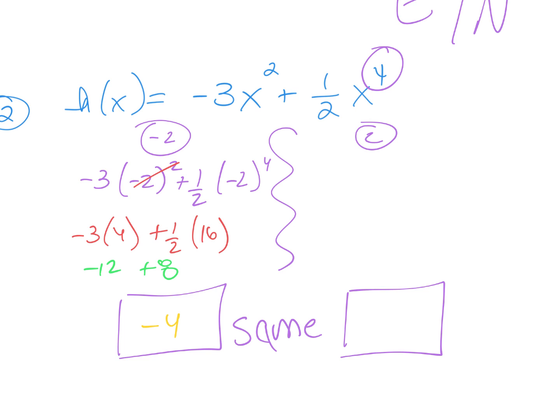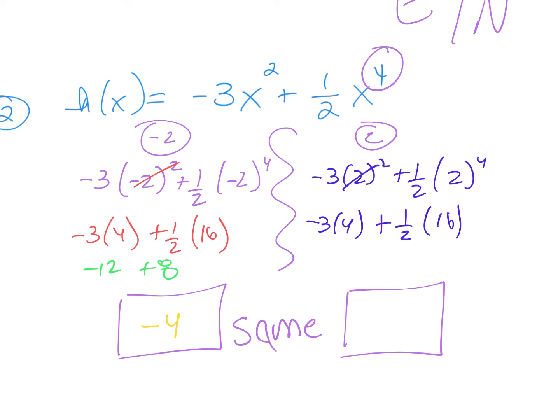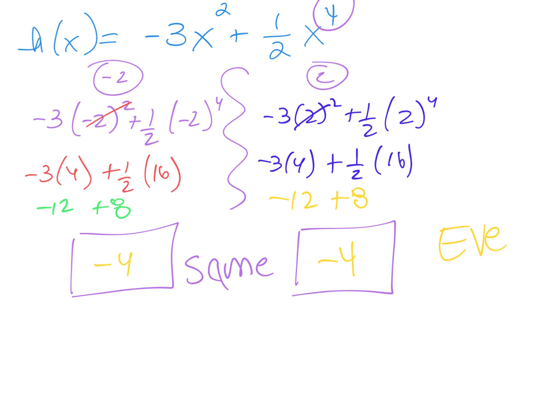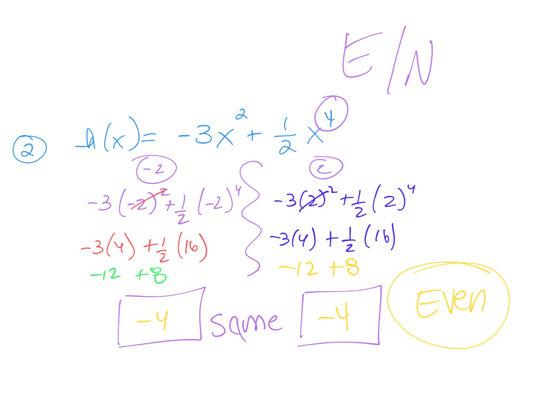Okay, a little bit of math there. No biggie. Now on the right-hand side, we're going to do the exact same thing, but we're going to plug in positive 2. So negative 3 times 2 squared plus 1/2 times 2 to the 4th. 2 squared is 4, so you have negative 3 times 4 plus 1/2 times 2 to the 4th power, which is 16. So you have negative 12 plus 8. What is negative 12 plus 8? Negative 4. Are those two numbers exactly the same? So your function is even.